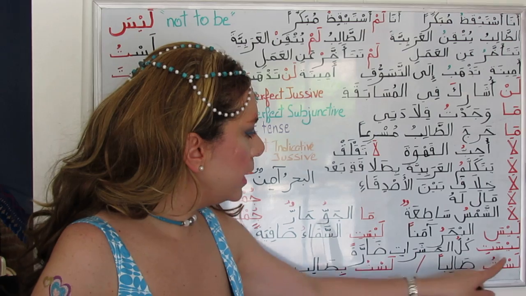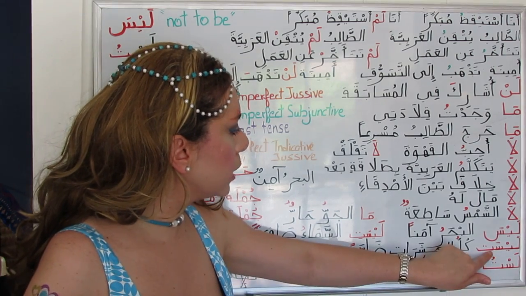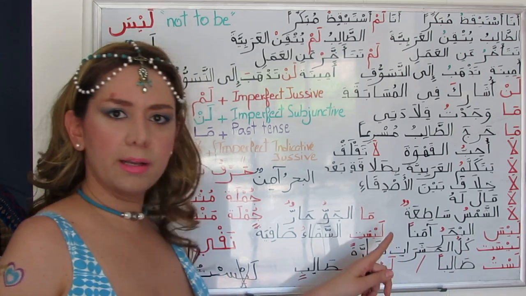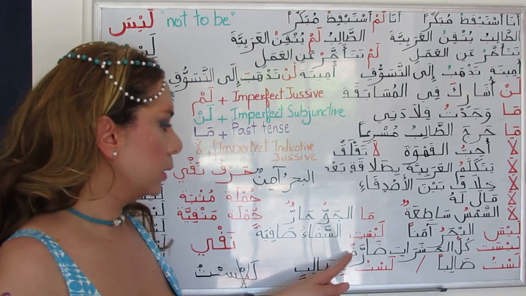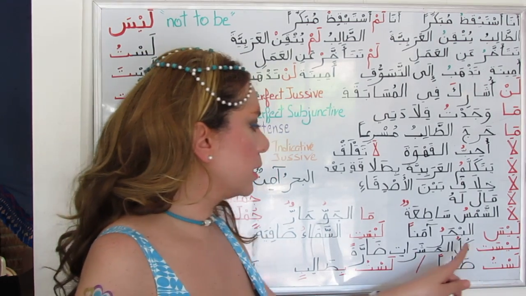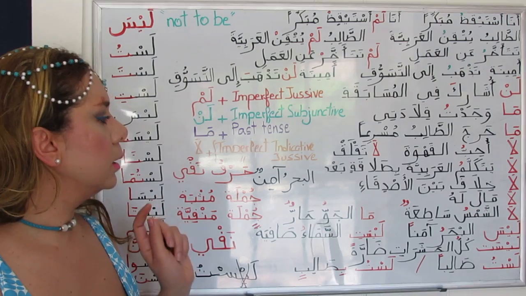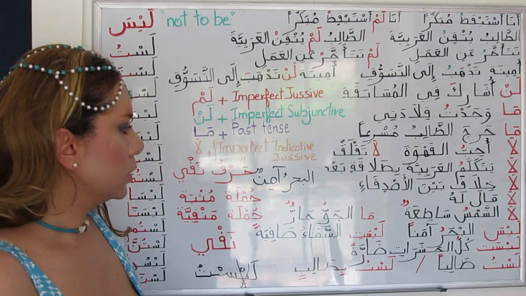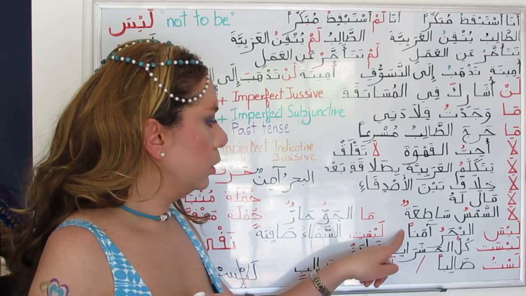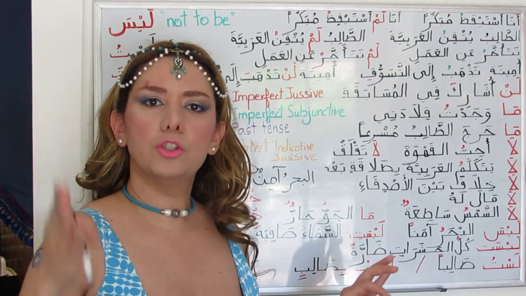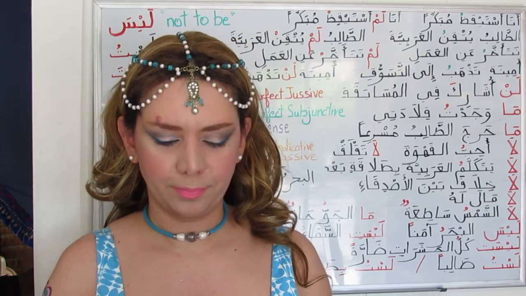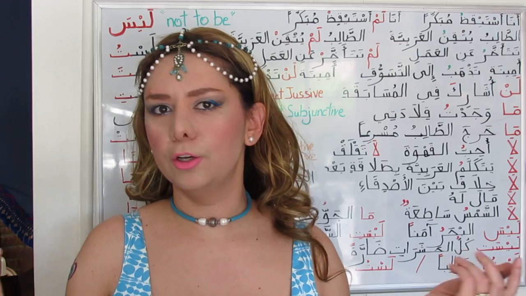ليست كل الحشرات ضارة. Not all insects are harmful. ضارة, harmful. الحشرات, insects. ليست كل الحشرات ضارة. So with ليس, the case of the predicate changes from nominative to accusative. So laysa, not to be.